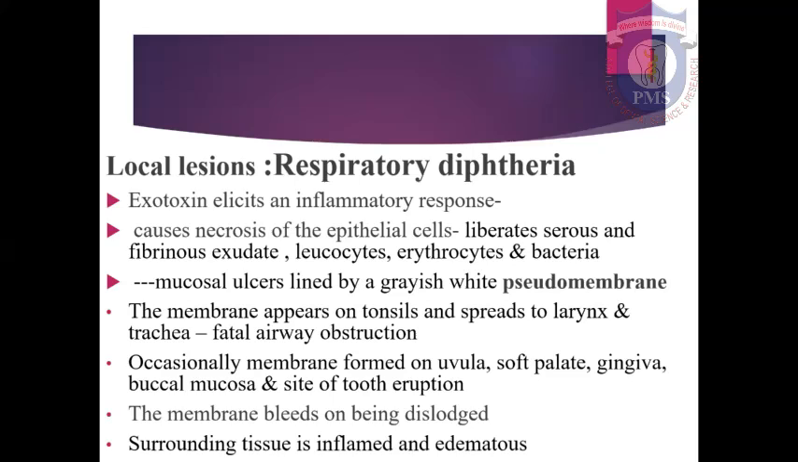The exotoxin elicits an inflammatory response which causes the necrosis of epithelial cells, which will liberate serous and fibrinous exudate, leukocytes, erythrocytes, and bacteria. Mucosal ulcers result, lined by a grayish-white pseudo-membrane, and this membrane appears on tonsils and spreads to larynx and trachea, causing fatal airway obstruction. Occasionally, this membrane may be formed on uvula, soft palate, gingiva, buccal mucosa, and site of tooth eruption. Membrane bleeds on being dislodged, and the surrounding tissue is inflamed and edematous.